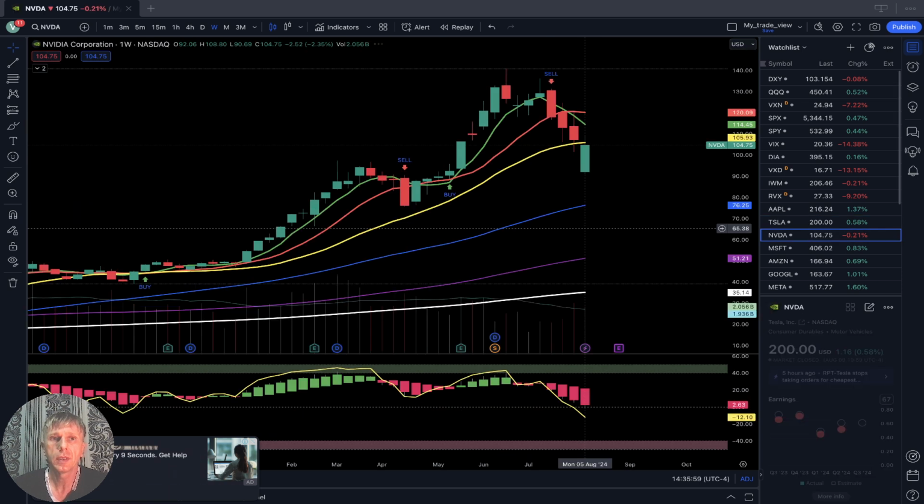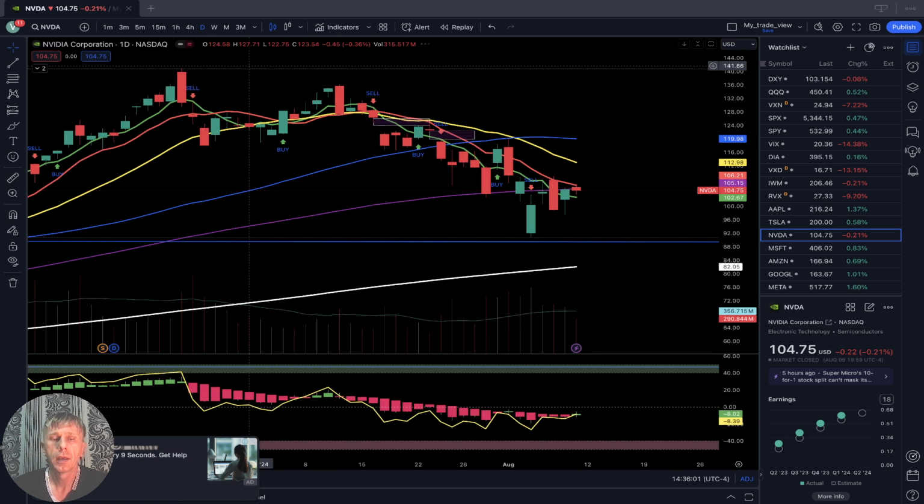Nvidia daily, nice bounce, last bar above SMA 5, and it is dancing around SMA 100. Still in the bearish territory, still below SMA 200 and SMA 20. Yellow line SMA 5 is below SMA 20, still bearish trend.